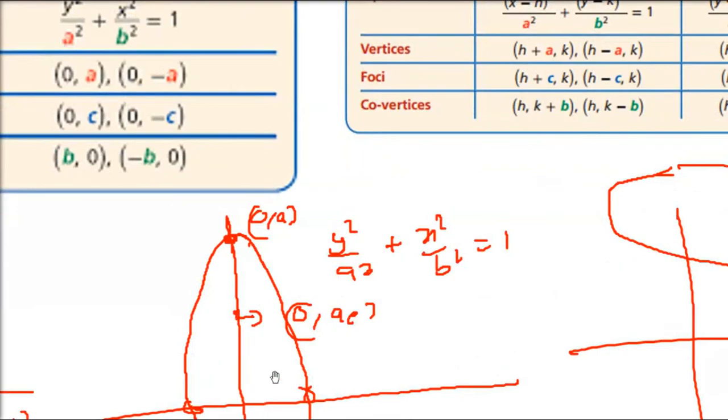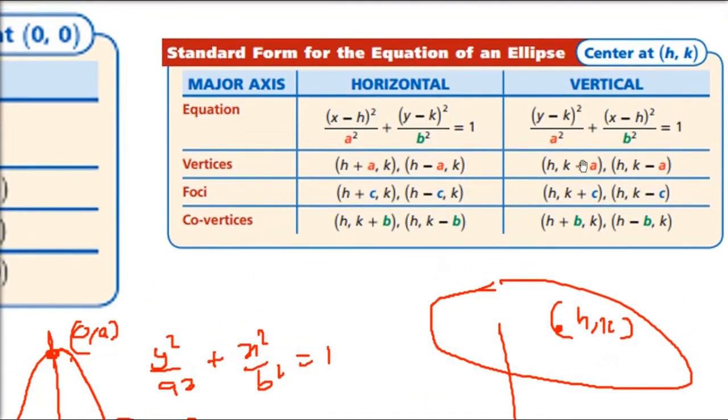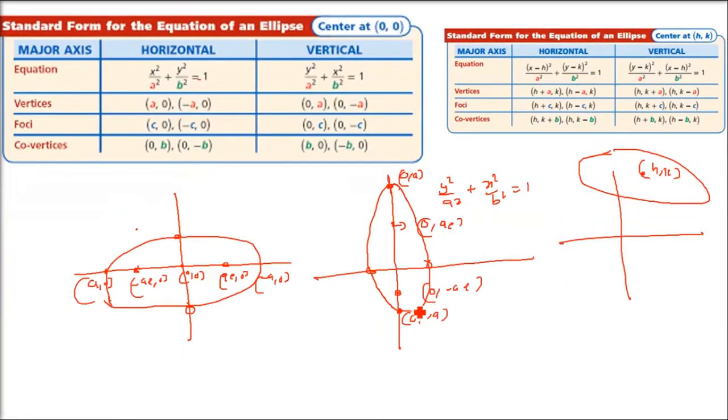On the vertical ellipse, the y-axis is the major axis, so everything will be done on k. So k plus a, k minus a, k plus c, k minus c, that is k plus ae, k minus ae. And the co-vertices are on the opposite axis. Whatever you do at h, you will do at k, and whatever you do at k, you will do at h. So this is all about the ellipse.